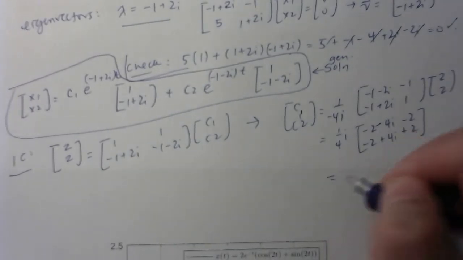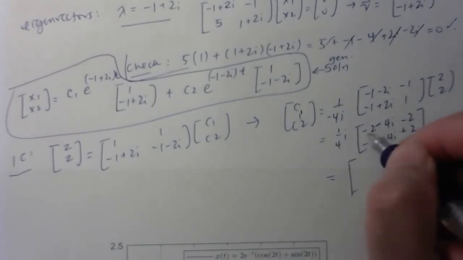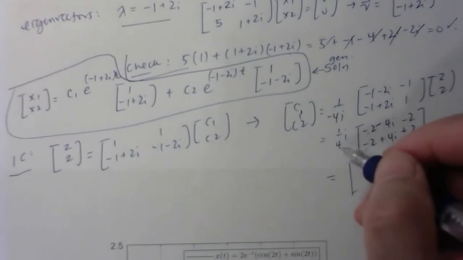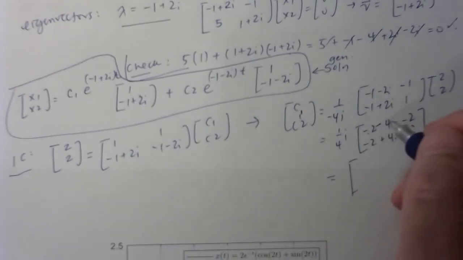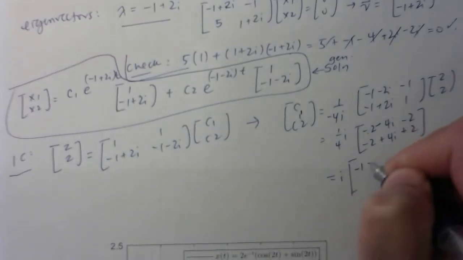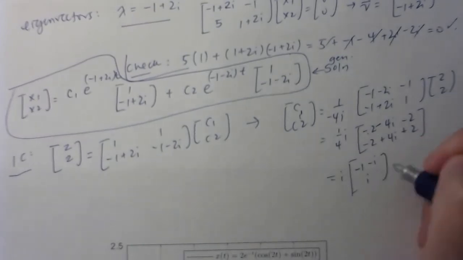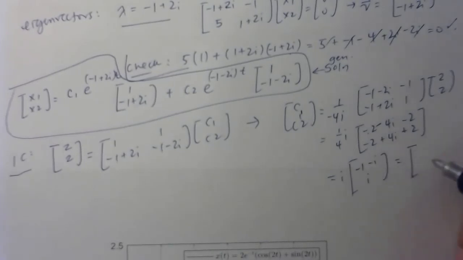So the first element is minus 4 minus 4i, but I have it divided by 4, so minus 1 minus i. And then I just have 4i, so divided by 4, just an i. So what am I finally left with? i times minus i is 1, minus i, and then 1. Ooh. All right.